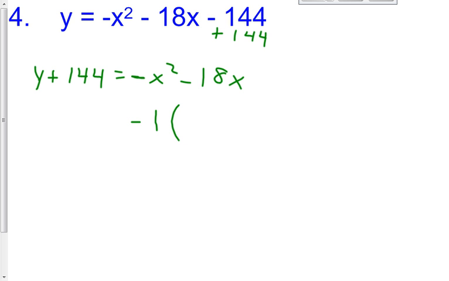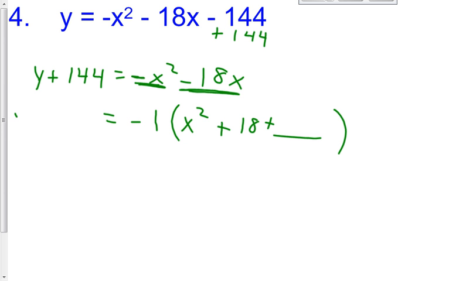Once you factor out that negative 1, you have a negative x squared divided by a negative 1, which is a positive x squared. A negative divided by a negative is a positive. And that's what you want. You want that positive x squared there. You also have to divide this by a negative 1. So a negative 18x divided by a negative 1 is a positive 18x. Now you're ready for those blanks.